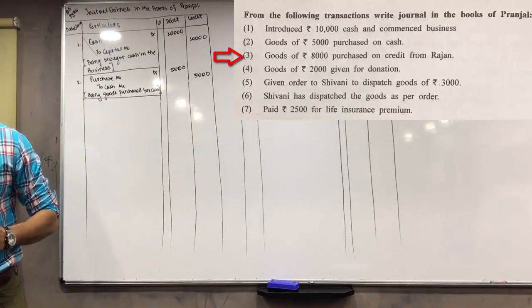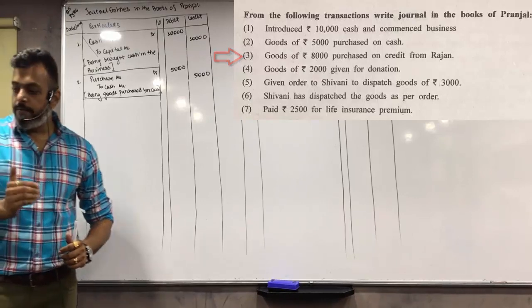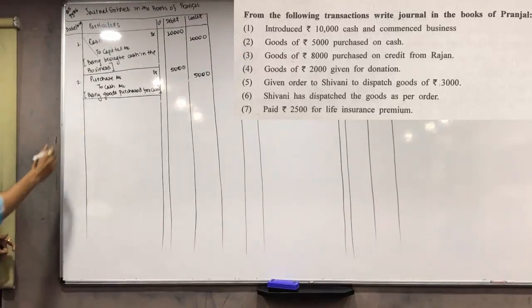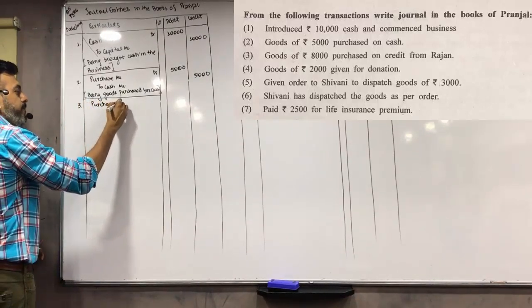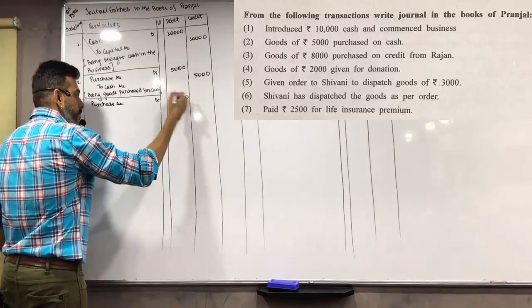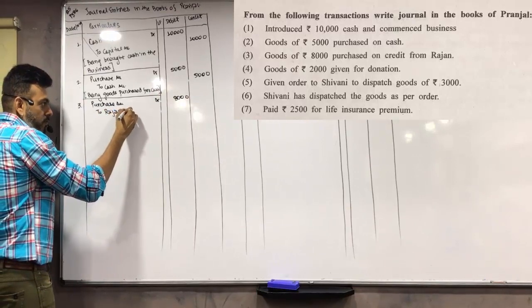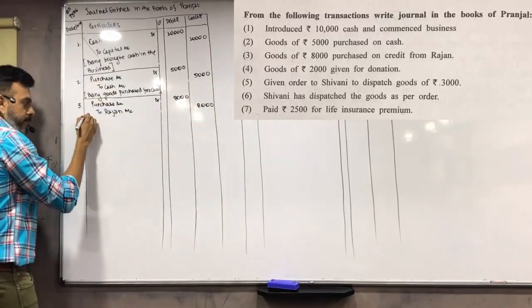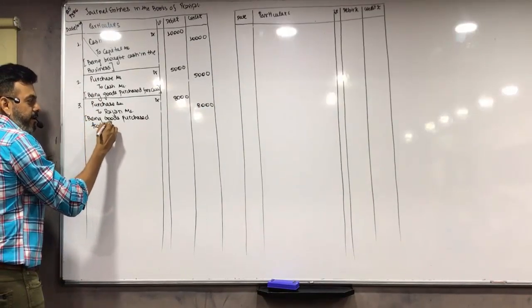Okay. Goods of 8,000 purchased on credit from Rajan. Now, we purchase goods on credit. What comes in? Goods comes in. Name of the account, purchase account. Who is the giver? Rajan is the giver. So name of the account, Rajan account. Being purchased from Rajan.